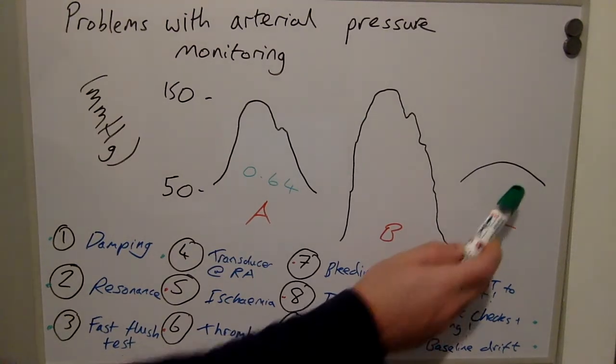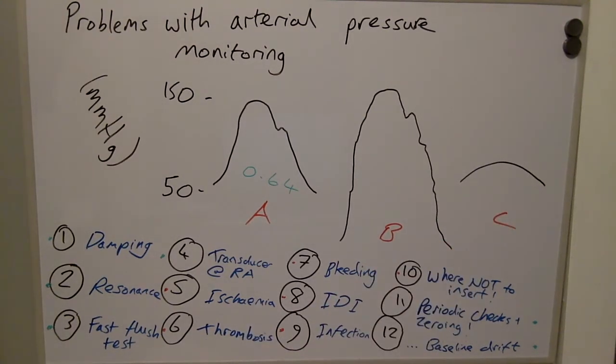And this figure here, figure C, shows an overdamped system. In this system, we have an under-reading for the systolic blood pressure and an over-reading for the diastolic blood pressure. And excessive damping can be caused by air bubbles, clots within the system, or highly compliant tubing.